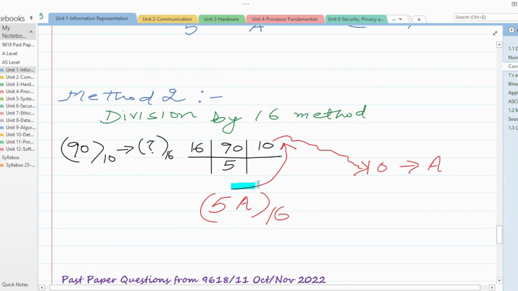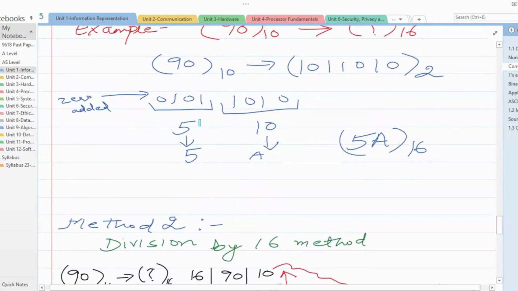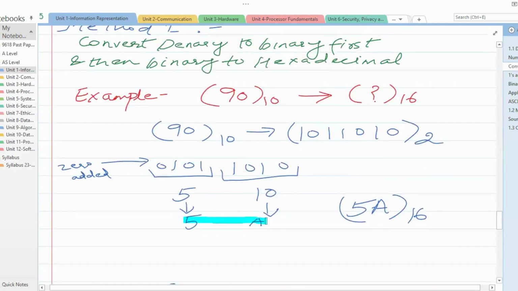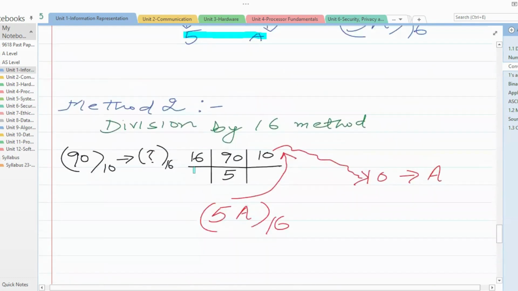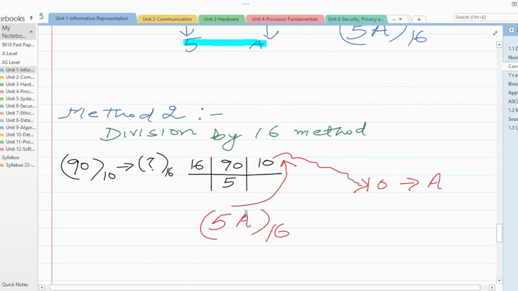We simply write the answer by starting from down to upward. So 5, and instead of 10, we use A in hexa. So 5A is the answer we get here. So our answer is correct, right? This is the second method, division by 16.